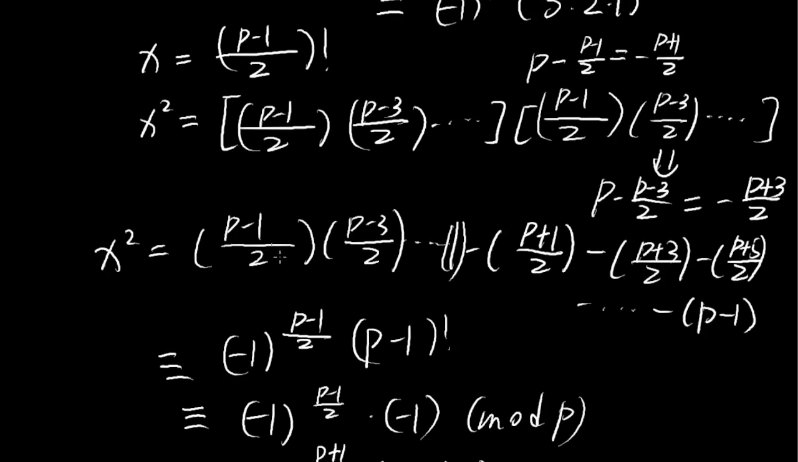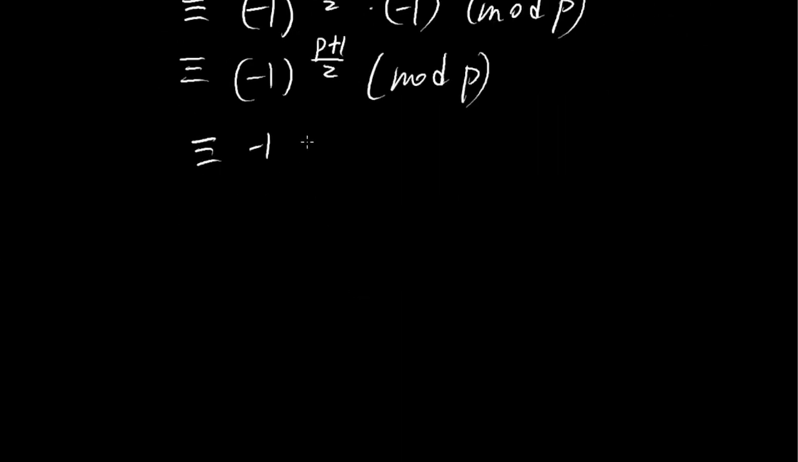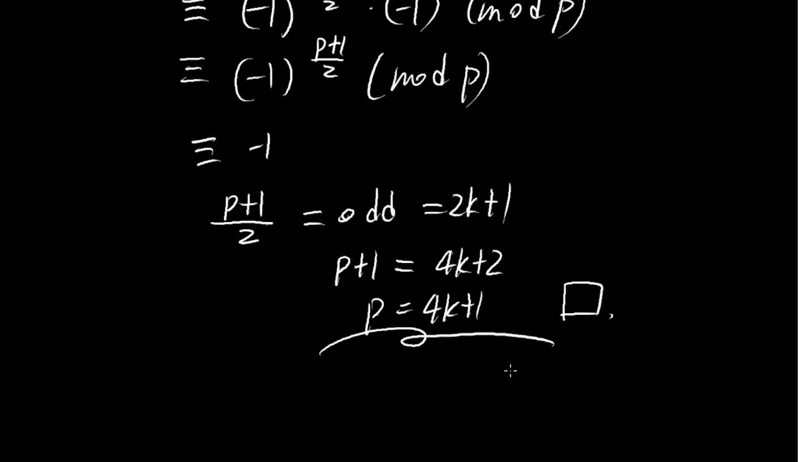Because we want to construct an x such that x squared is equal to negative 1, which is a complex numbers condition, the power of negative 1 here has to be an odd number. It should be 2k plus 1, and p plus 1 is equal to 4k plus 2, so p is equal to 4k plus 1, which completes our proof of Fermat's Christmas theorem. And we finish our proof altogether.